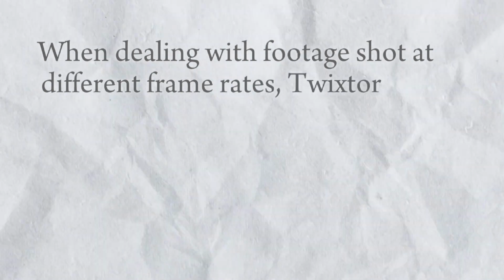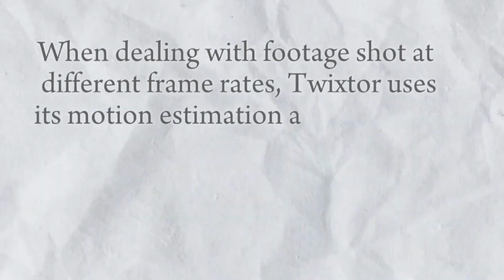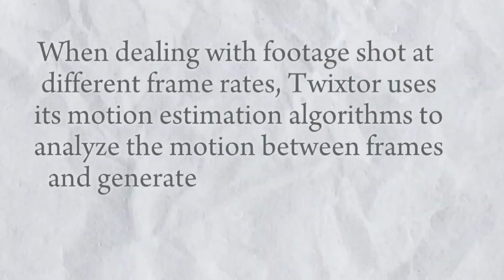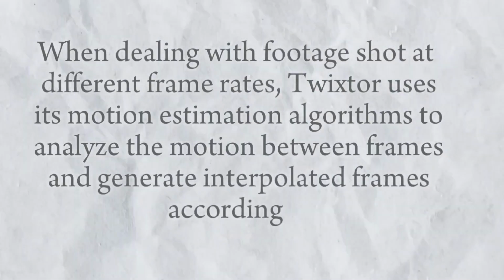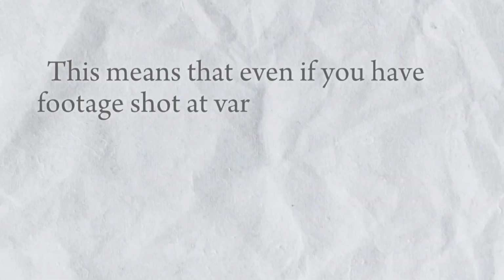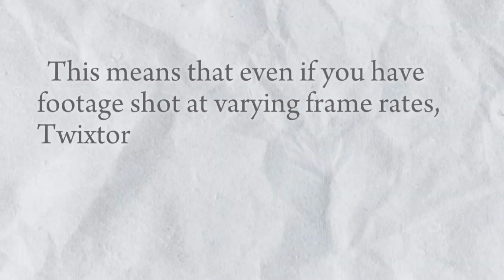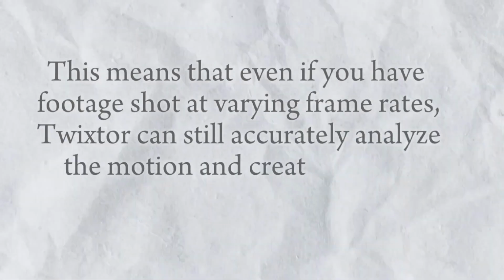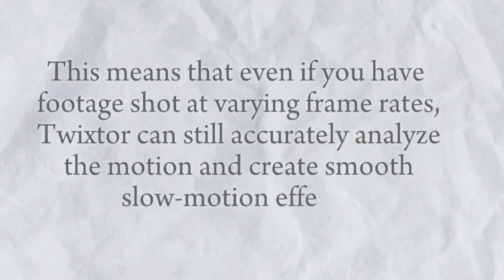When you're dealing with footage shot at different frame rates, Twixtor uses its motion estimation algorithms, which are really sophisticated, to analyze the motion between frames and generate interpolated frames accordingly. This means that even if you have footage shot at varying frame rates, Twixtor can still accurately analyze the motion and create smooth slow motion effects.